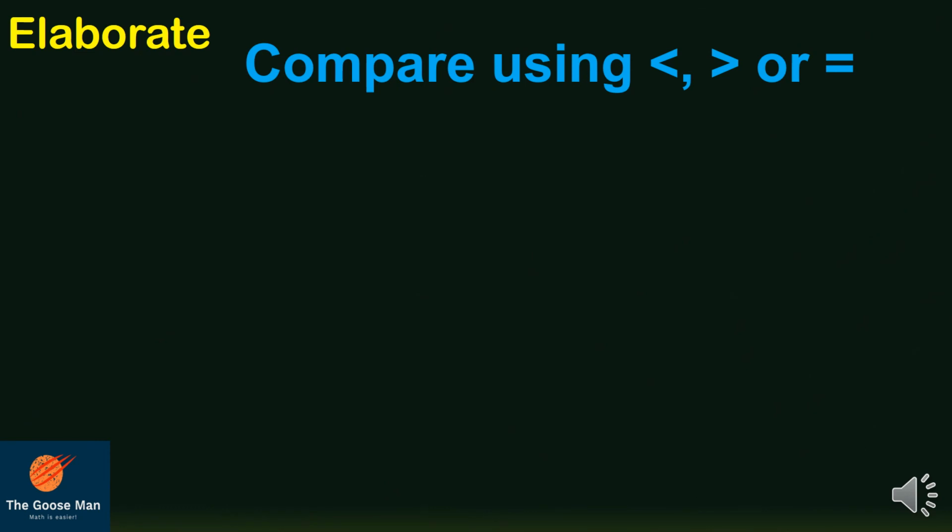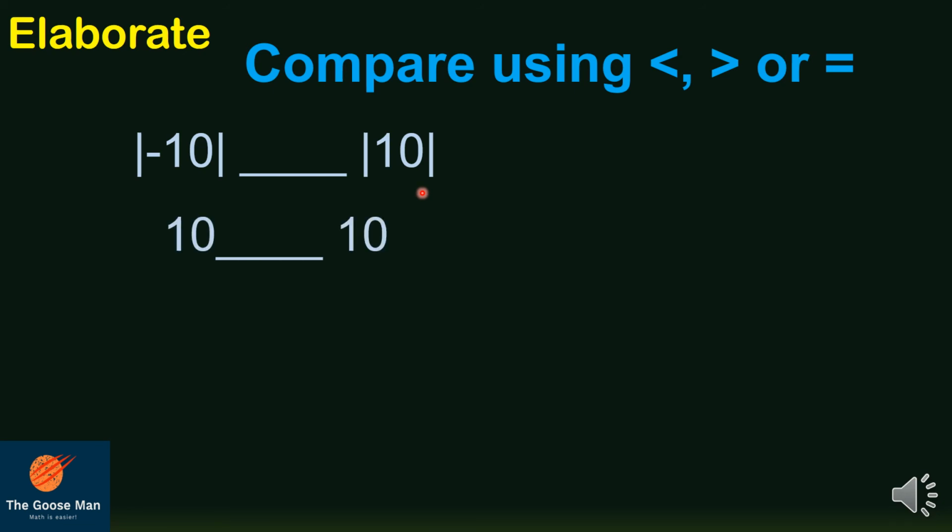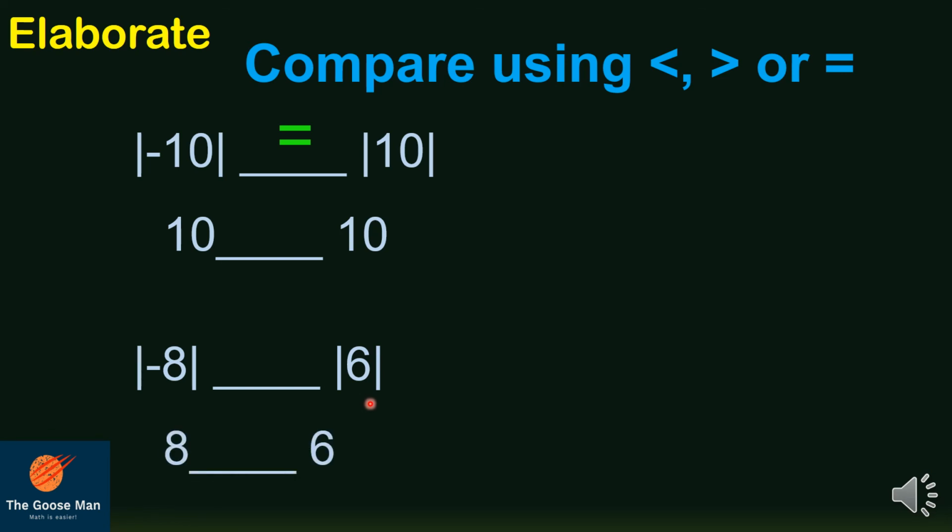Alright, now let's try to compare using less than, greater than, or equal to. If I have here absolute value of negative 10, and we would like to compare that to absolute value of 10, take note that if I perform the absolute value of negative 10 as well as absolute value of 10, I have here 10 blank 10. So therefore, I can say that they are actually the same or equal. Let's have another example. Absolute value of negative 8 compared to absolute value of 6. I'll get first the absolute value of negative 8 as well as the absolute value of positive 6. So I have 8 compared to 6, and I can say that 8 is greater than 6.